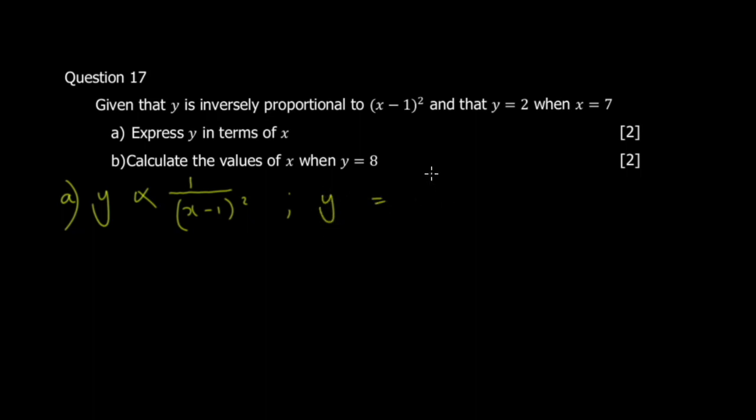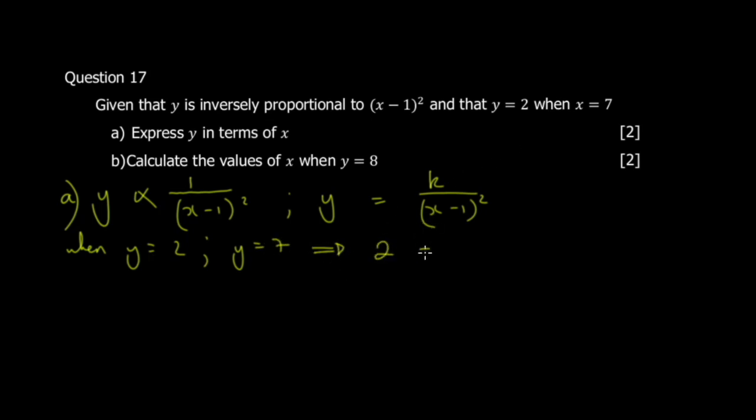So you get y equal to k over (x minus 1) squared, like this. When you get rid of the proportionality sign, you introduce a constant. That's the etiquette. And then you can substitute this. So you can say when y equal to 2, x equal to 7. Okay, then you just write this.